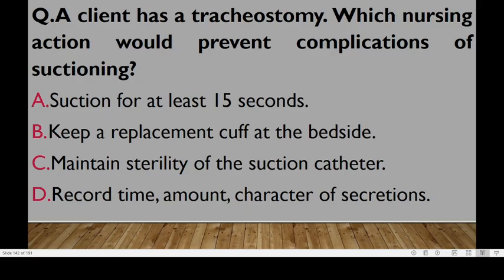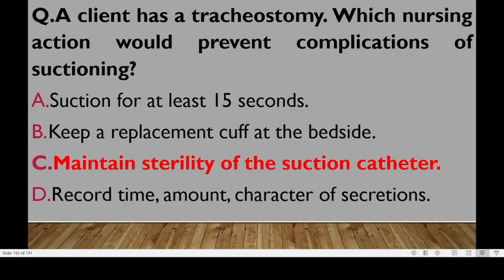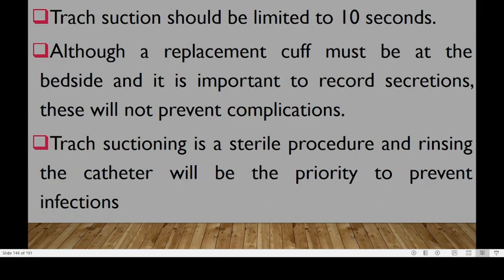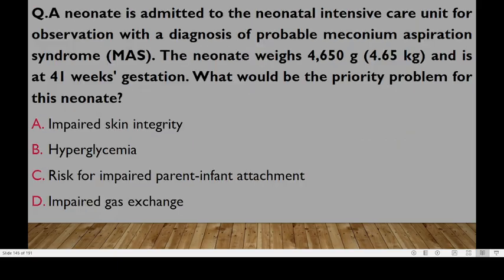A client has a tracheostomy. Which nursing action will prevent complications of suctioning? All right. Maintaining the sterility of the suction catheter. Right? Tracheostomy suction should be limited to 10 seconds. Although a replacement cuff must be at the bedside and it's important to record secretions, this will not prevent complications. Trach suctioning is a sterile procedure, and rinsing the catheter will be the priority to prevent infections.